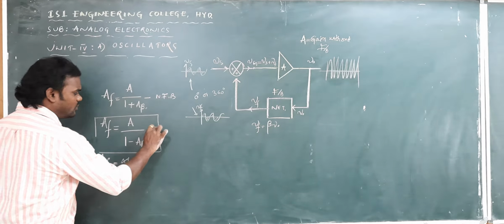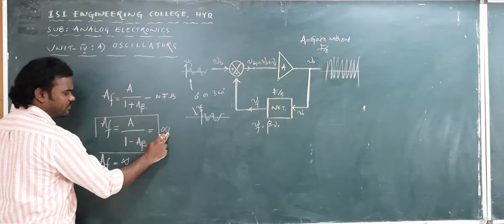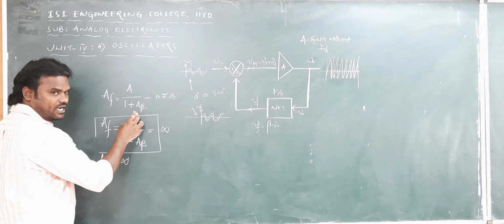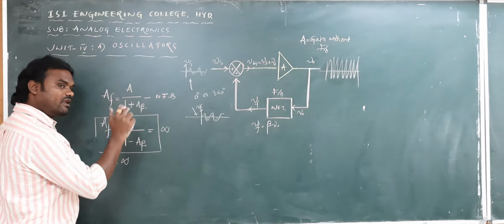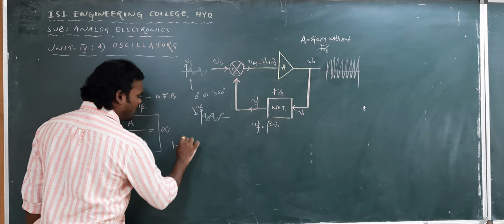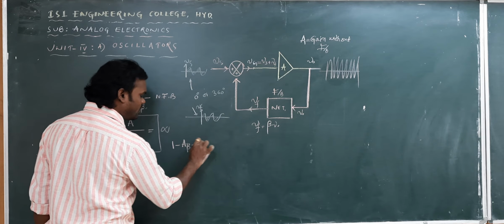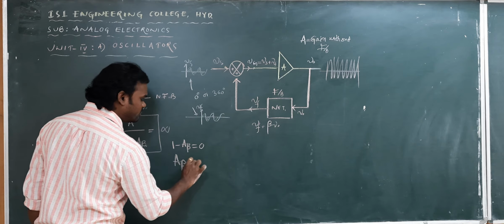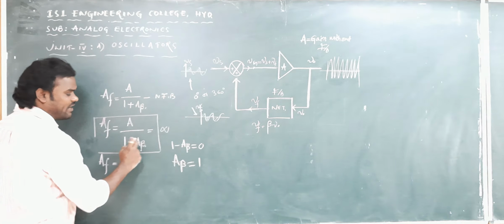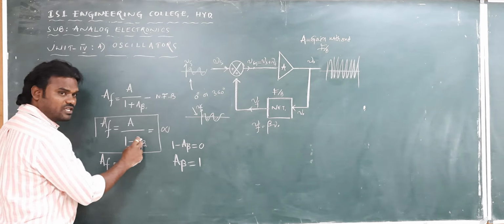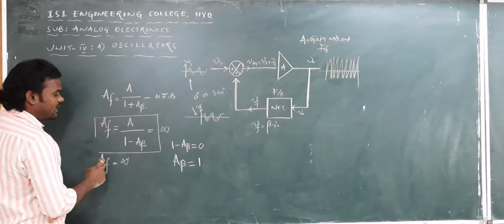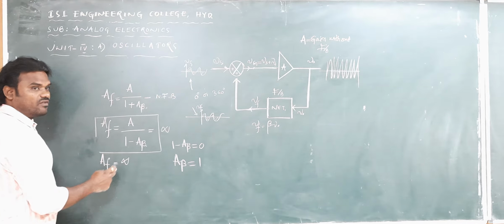Here it has to be infinite. AF has to be infinite, which means A, the open loop gain, is not infinite, it is a finite number. Finite number by 0 will be infinite. So the denominator has to be 0, that means 1 minus A beta must be 0, then A beta must be equal to 1. If A beta is equal to 1, then 1 minus 1 is zero. Anything by 0 will be infinity, so in the positive feedback amplifier gain will be infinity.